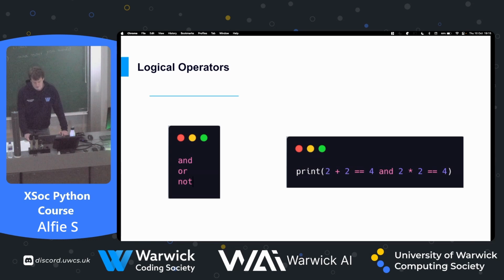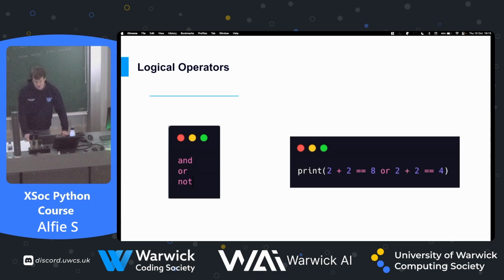So we'll move on to some examples using them all. We have, is 2 plus 2 equal to 4, and is 2 times 2 equal to 4? Some of you who are good at maths might have already figured out the answer. We would expect this to print true, because both of these statements are true.